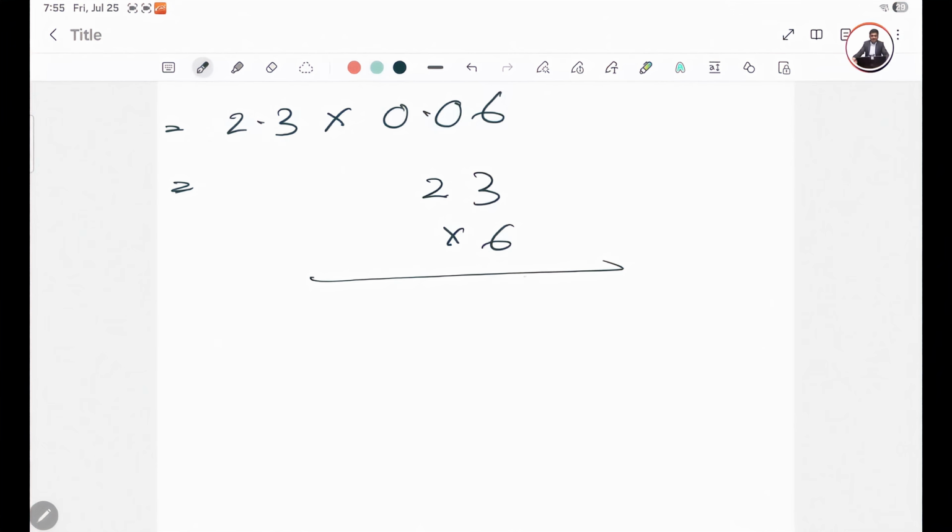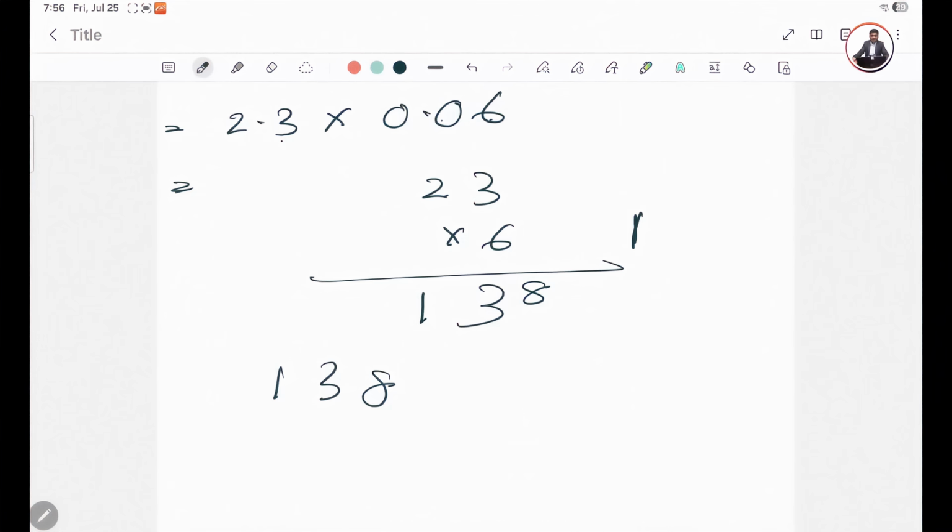6 times 3 is 18. You put 8 here, 1 remains. And 6 times 2 is 12, and then 1 is 13. So you keep 138, and then how many decimal points do we have altogether? 1, 2, and 3.